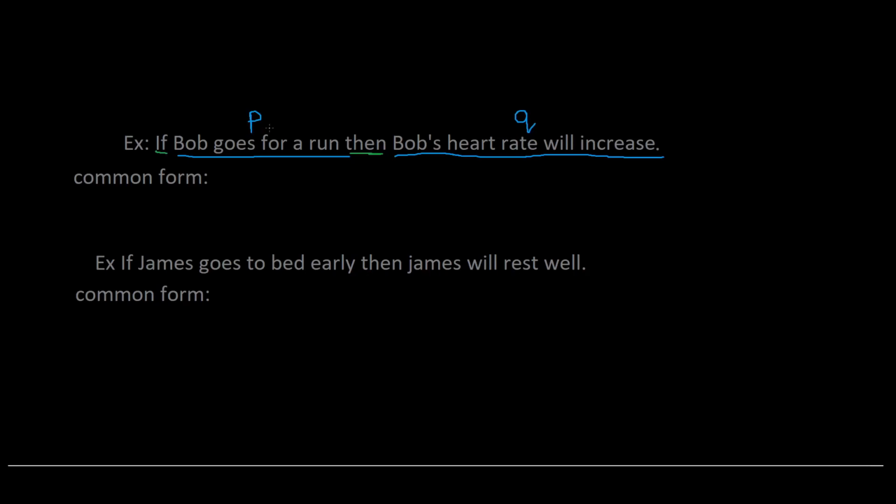So to carry on with this, we have two statements, right? We have if Bob goes for a run and if Bob's heart rate will increase. So let's put that on the side.